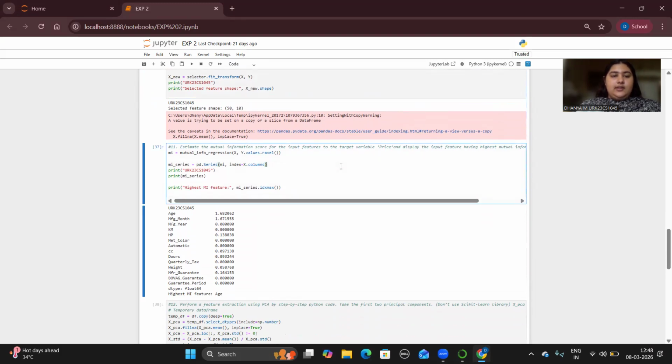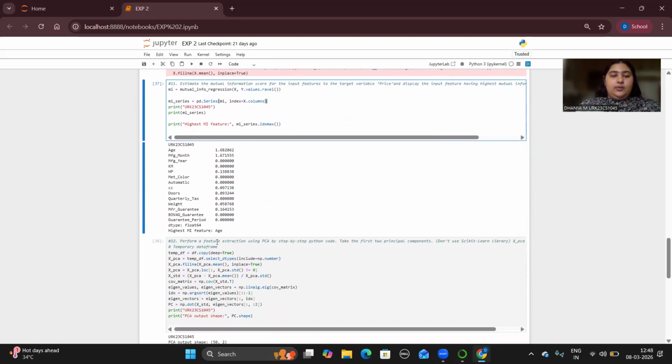And for the 11th question, I've estimated mutual information between input features and the target variable price. Mutual information measures the amount of information one variable provides about another. It determines how strongly a feature is related to the target variable. A higher mutual information score means the feature is more useful for prediction. By calculating mutual information, we can identify the feature that has the strongest influence on price. So here in this output, we can see the highest MI feature is age.